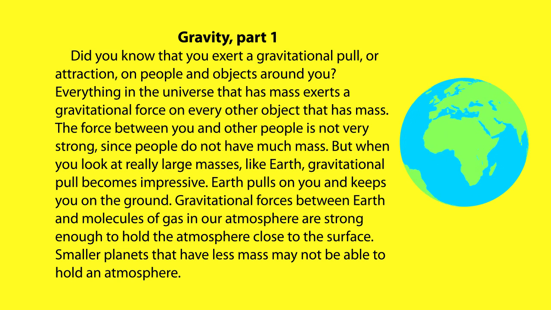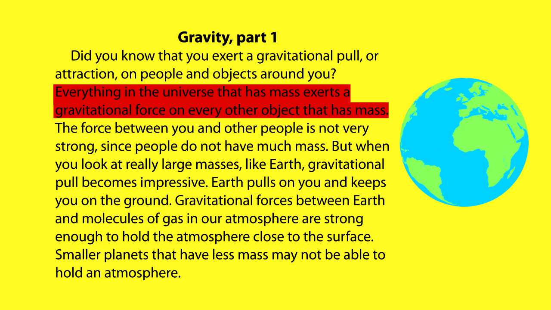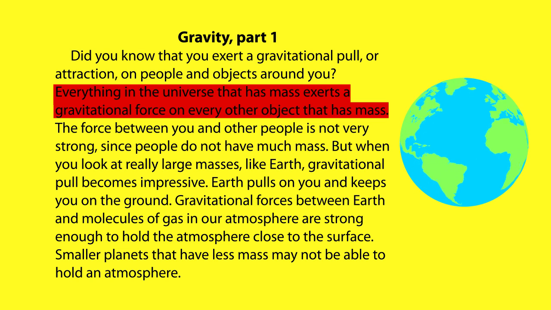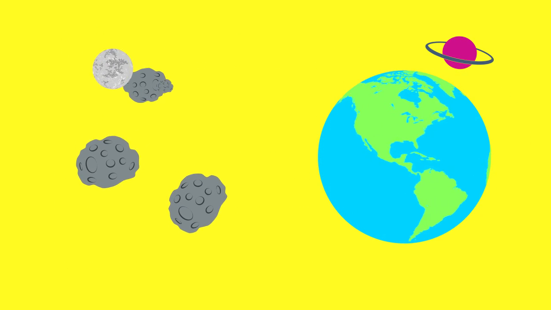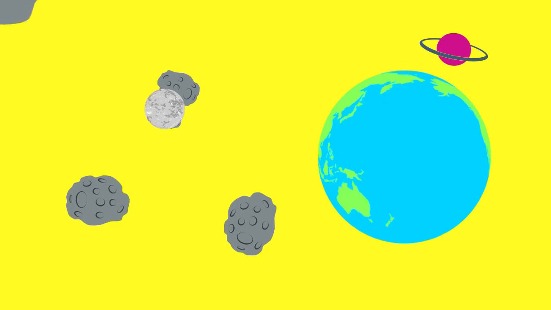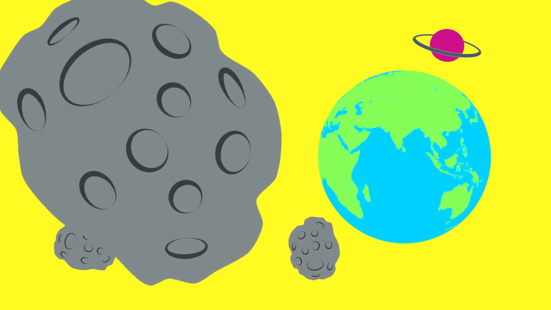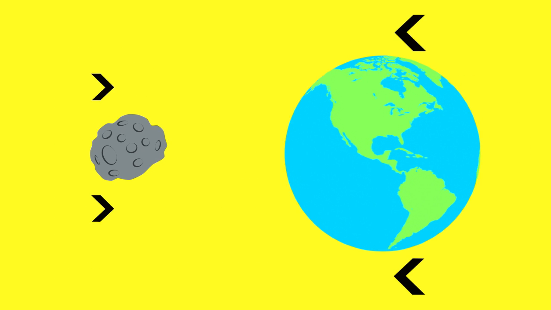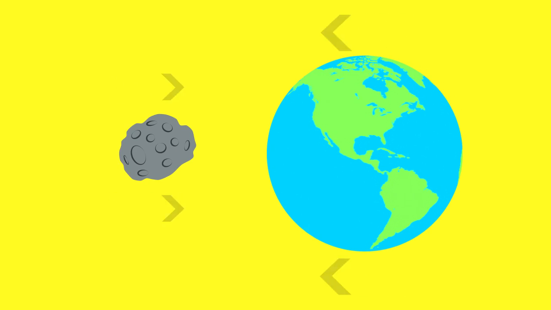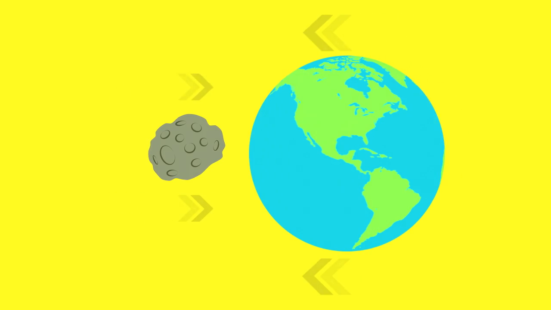Evidence from the text says that everything in the universe that has mass exerts gravitational force on every other object that has mass. You know that asteroids and planets are objects in the universe. You know they both have mass. The text also states that gravitational pull and attraction are the same thing. You know that since the question asks about things that attract, it is asking about gravitational pull.